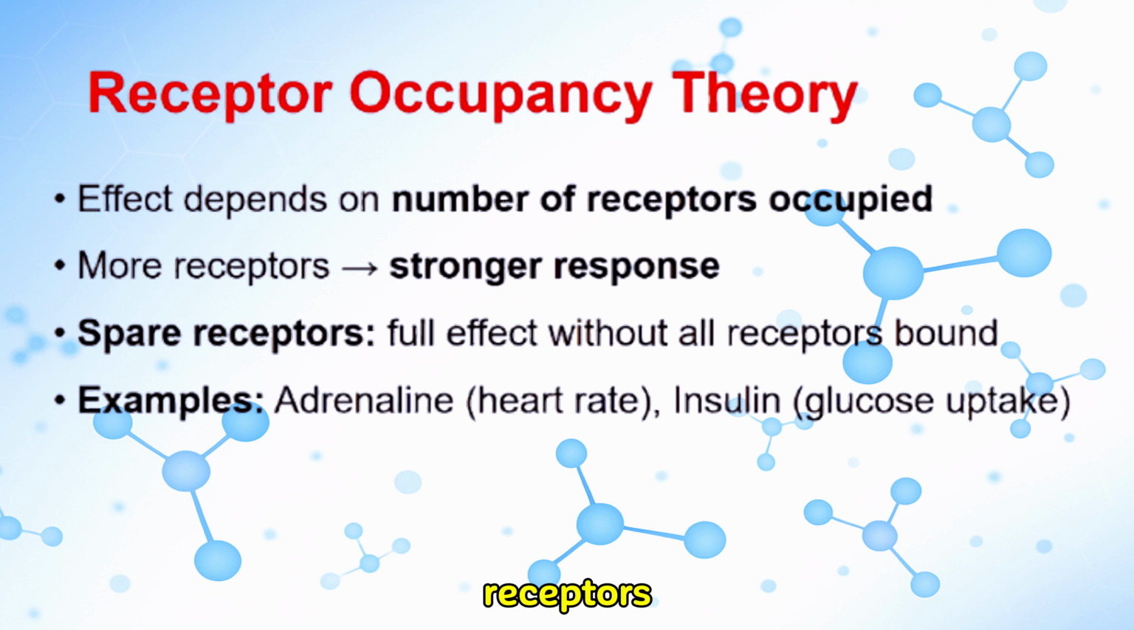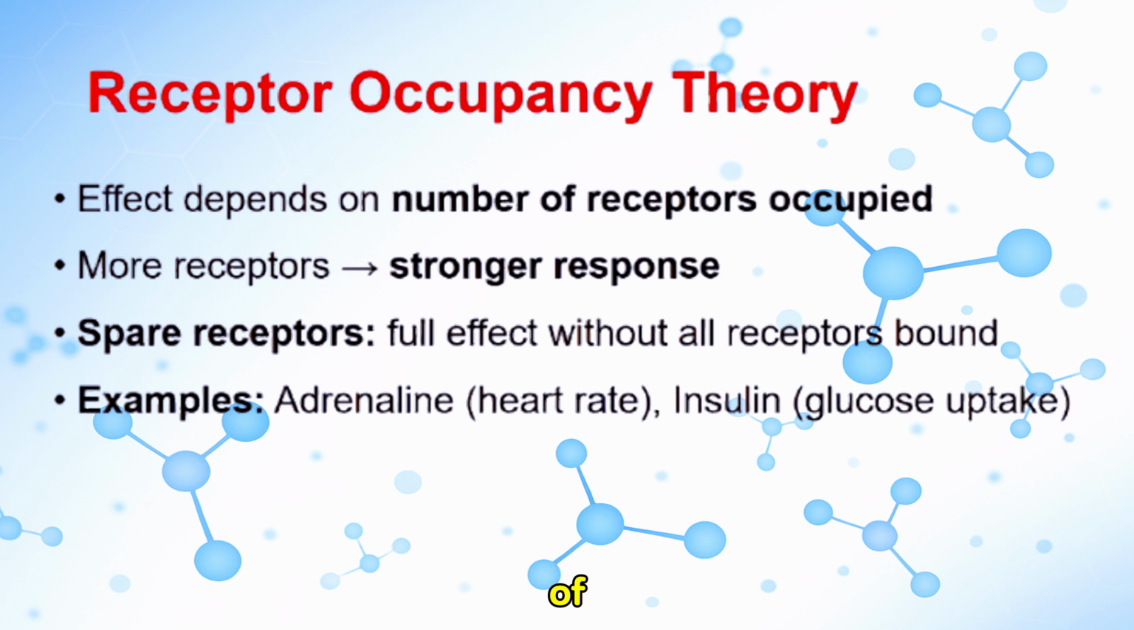Spare receptors. Some drugs can produce their full effect without binding to all receptors. In these cases, the extra unused receptors are called spare receptors. They act as a buffer, making the body more sensitive to the drug. Example, insulin can lower blood sugar effectively. Even if it binds to only a fraction of insulin receptors, the body does not need all receptors to be occupied to achieve full glucose uptake.